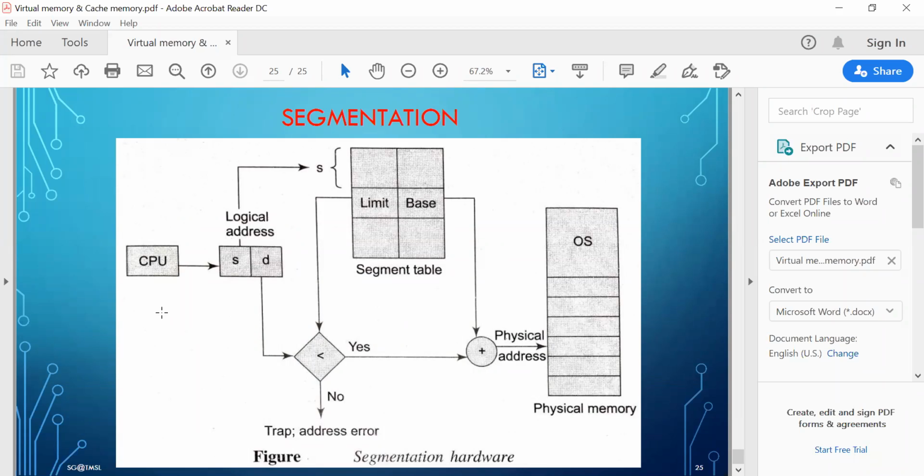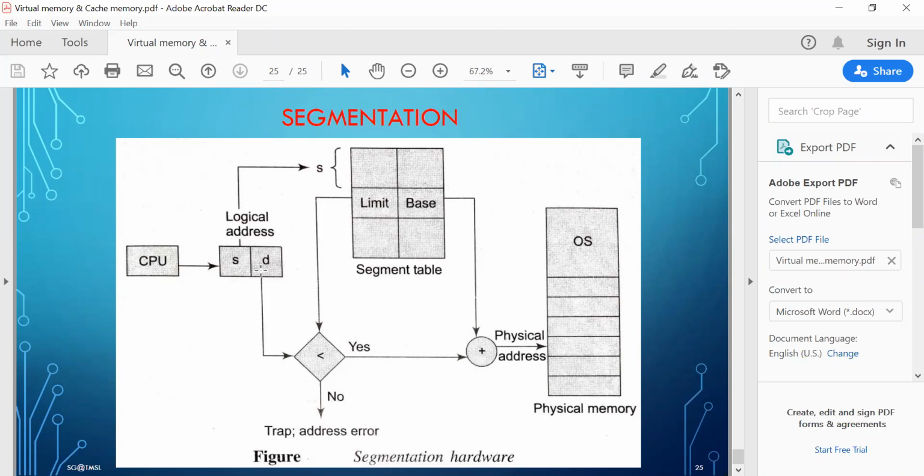Your logical address here also is divided into two parts. One is the segment number, another is the offset. The segment number is denoted by S, and the offset value or displacement is denoted by D. So your logical address is divided into two fields.